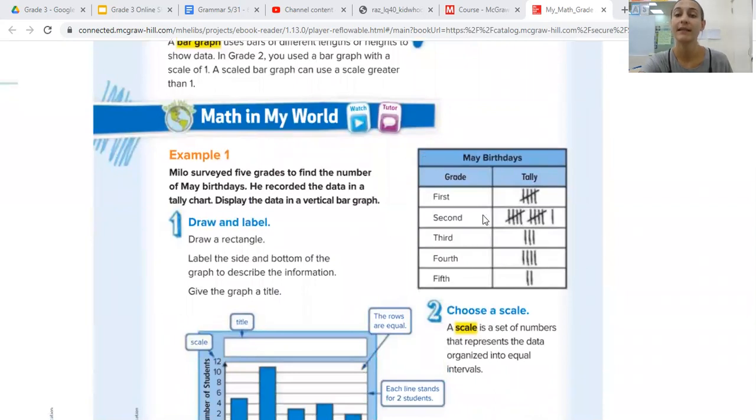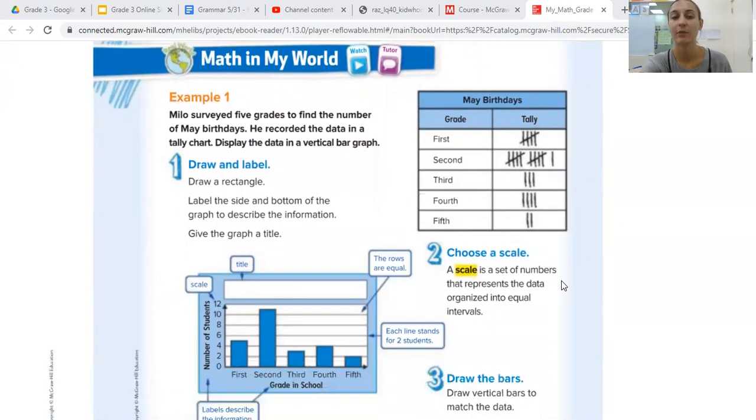So we're given a tally chart here, and we need to make it into a scaled bar graph. Let's look at all of our pieces here. So Milo surveyed 5 grades to find the number of May birthdays. He recorded the data in a tally chart, display the data in a vertical bar graph. So we have this tally chart here. He asked first, second, third, fourth, and fifth graders, grades 1 through 5, how many people had birthdays in May? So I see first had 5, second had 11, 3, 4, and 2.